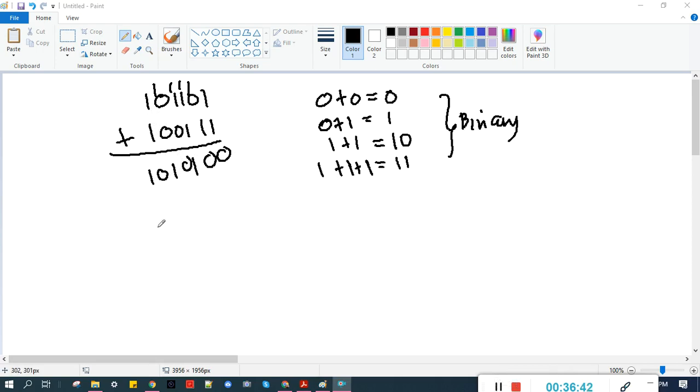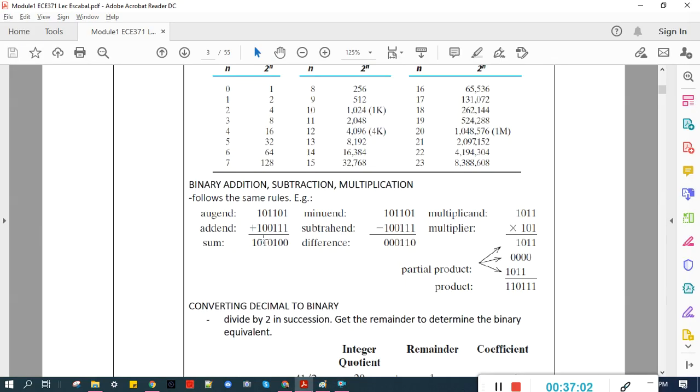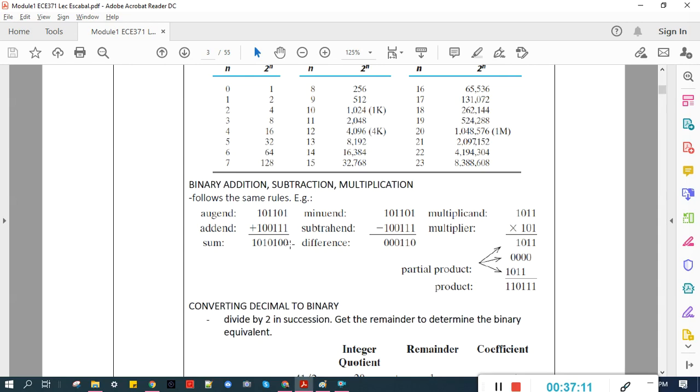Therefore, the result is, let's group this by 4. 1010100 base 2. Let's check. 1010100. That's right, yeah.